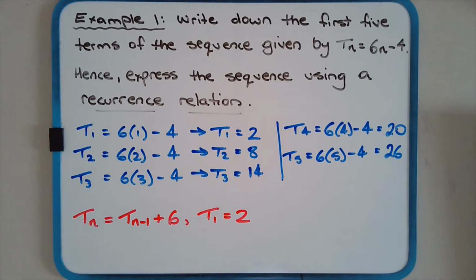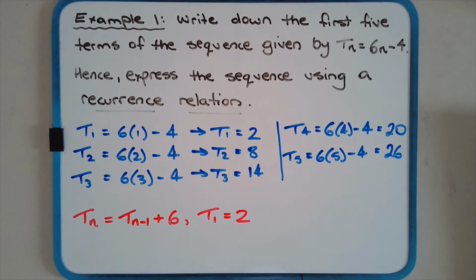And following the same pattern, of course, T4 is equal to 20, T5 is equal to 26, and so on. So we can see from this pattern, 2, 8, 14, 20, 26, that we can get to the next term along just by adding 6 to the current term or to the previous term. So expressing this as a recurrence relation.